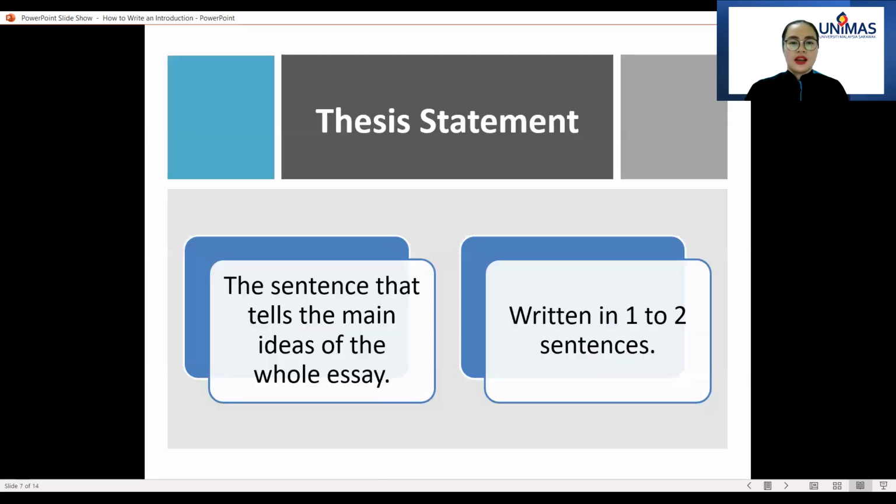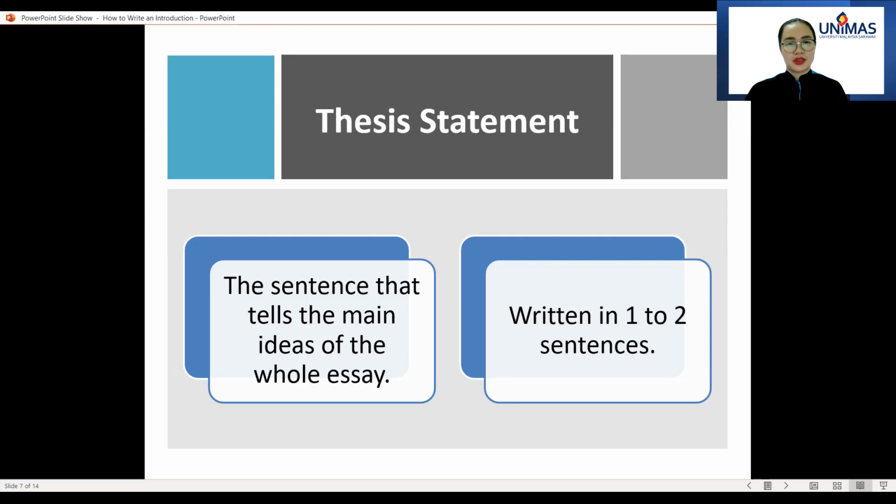All right. Moving on to the next one, which is the thesis statement. The thesis statement is the most important thing in your introduction because it tells the main idea of your whole essay. Imagine it as the signboard of your essay or like a map so that the audience know what to expect from your essay. Again, it shouldn't be too long. It should be written within 1 to 2 sentences.